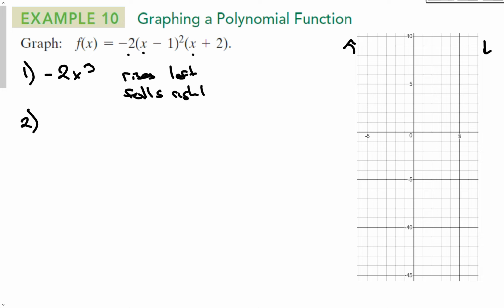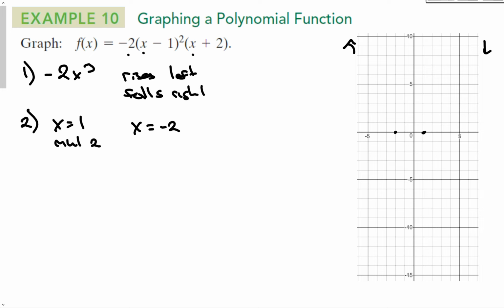Number 2, we are going to find the x-intercepts, but it's factored already. So x is going to equal +1 with a multiplicity of 2, and x is going to equal -2. So that means that at +1 right there, the graph is going to touch the x-axis and go the other direction, and at -2 right there, the graph is going to go straight through.